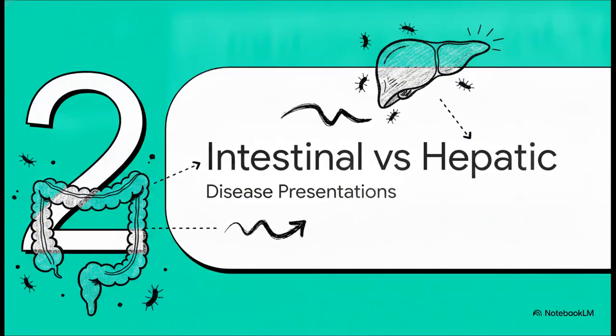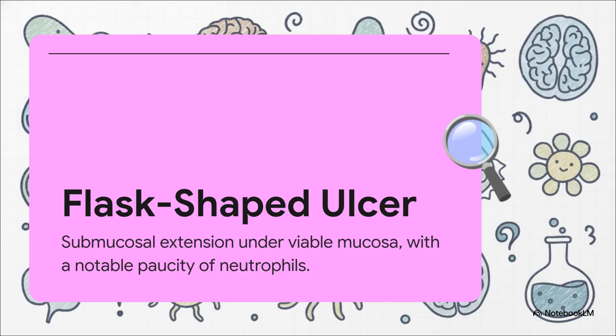All right, moving to Section 2, intestinal versus hepatic disease presentations. Examiners absolutely love testing your ability to differentiate these clinical presentations. In the gut, you get amoebic colitis, or dysentery. The absolute histological hallmark you're looking for is the flask-shaped ulcer. It features submucosal extension spreading out under viable-appearing mucosa.